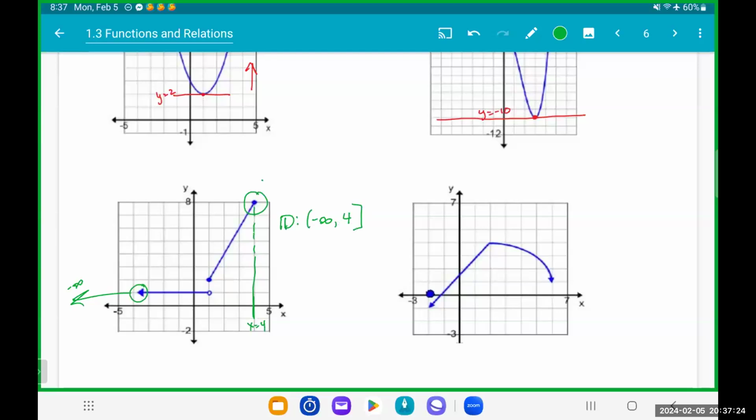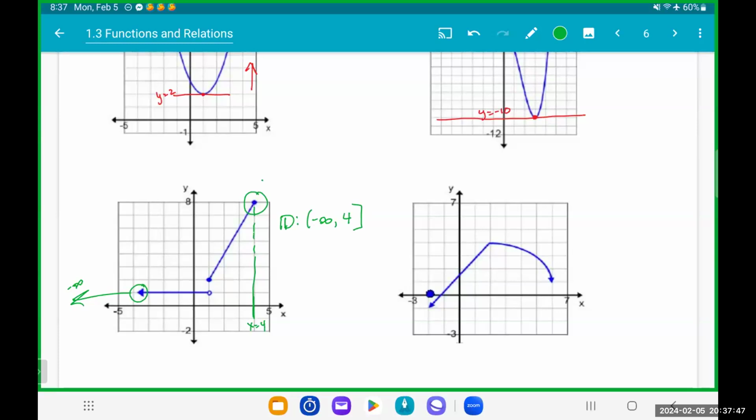Bracket on the positive 4 because it can include positive 4 because I have a solid dot there. If that had been a hollow dot, I would have put a parentheses around the positive 4 to signify that it's all values up to that, but not including that value of 4. Okay.